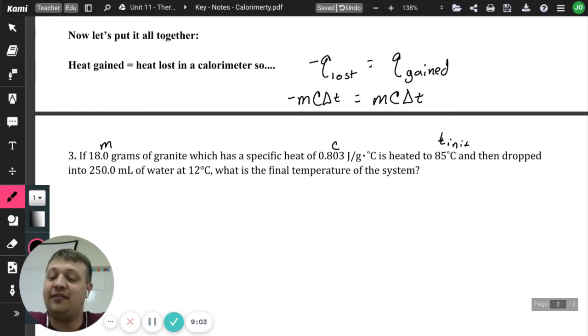And then I have water, which, remember that for every 1 milliliter of water, we have 1 gram. And so this is going to equal 250 grams. So this would be a mass. And then this is going to be the initial temperature of the water. And so what is the final temperature of the system? Now, one thing to keep in mind is that your final temperature should end up being the same. Why? Because we know that energy is going to continue to transfer until we reach equilibrium, until we reach that point where there is no difference in that energy.